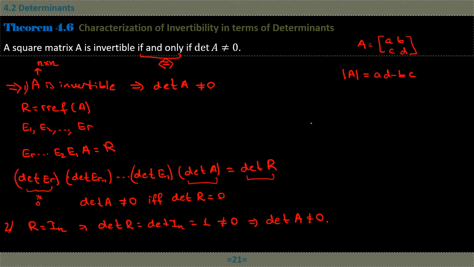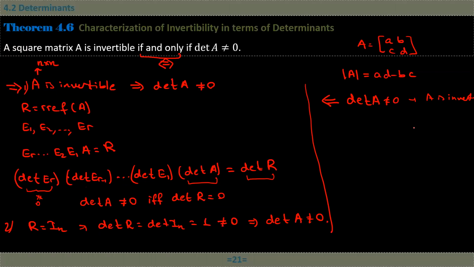And that is the first part of the proof. And how about the second one? This implication. Now I assume that determinant of A is not equal to 0. Now from here we have to show that A is invertible.